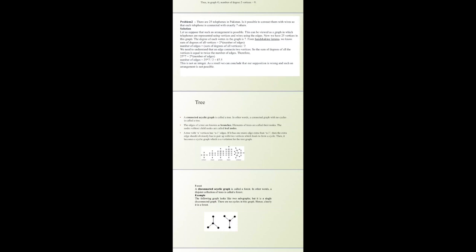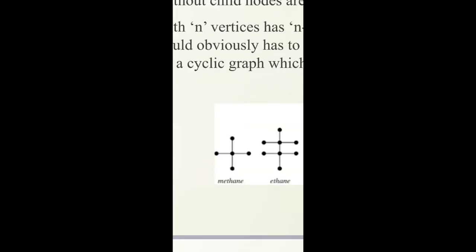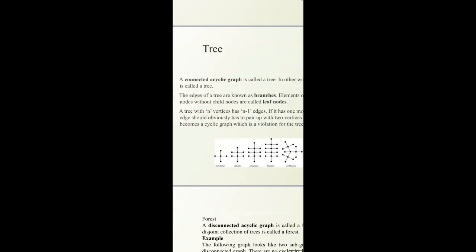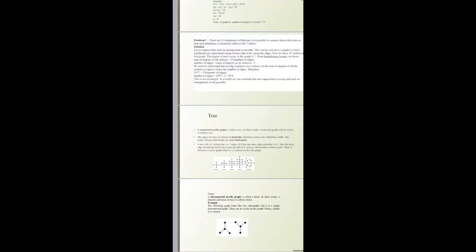For example, this is a graph with 5 vertices. If we draw any edge between any 2 vertices, then it will make a cycle graph. But we want a tree graph. That's why we have n minus 1 edges, not n edges. Okay.